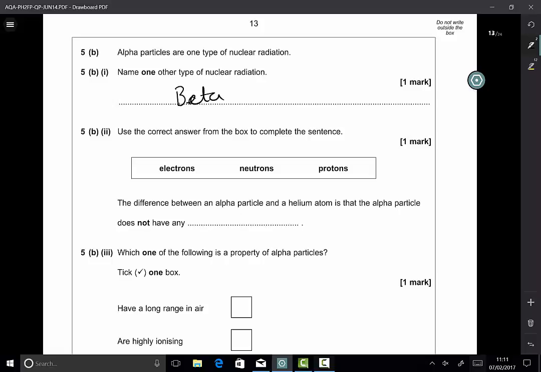Okay, use the correct answer from the box to complete the sentence. The difference between an alpha particle and a helium atom is that the alpha particle does not have any, that is, electrons. The alpha particle is just the nucleus of the helium atom.